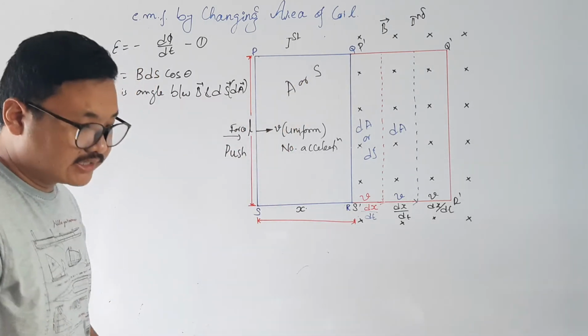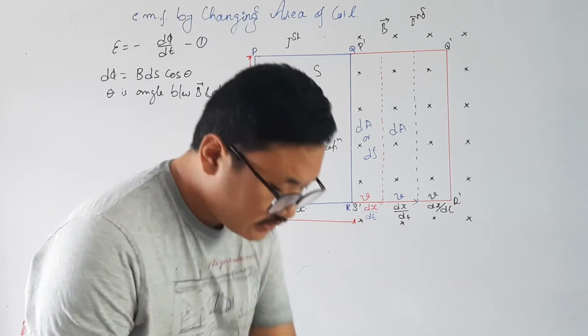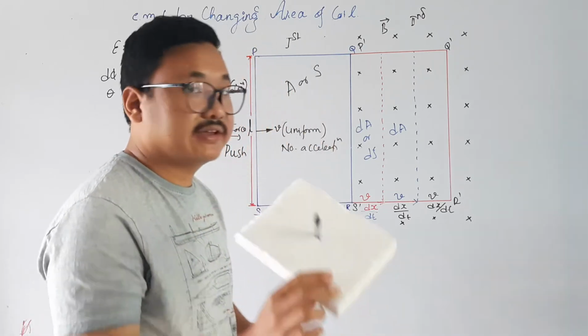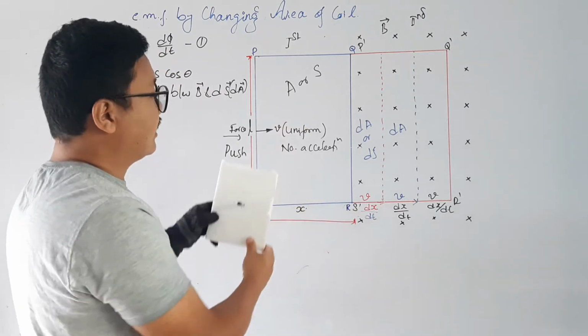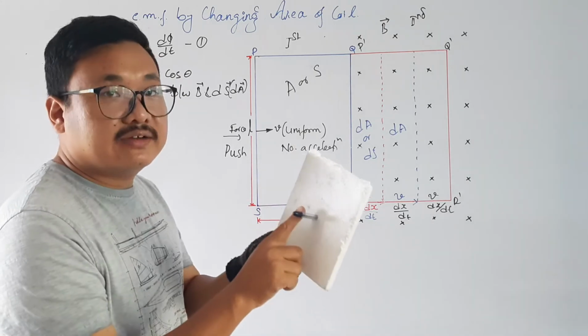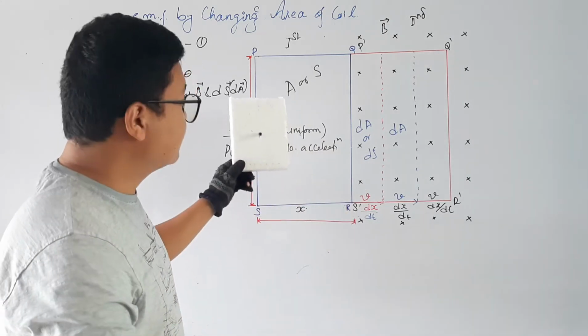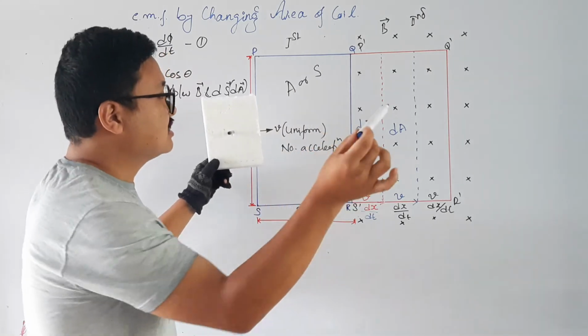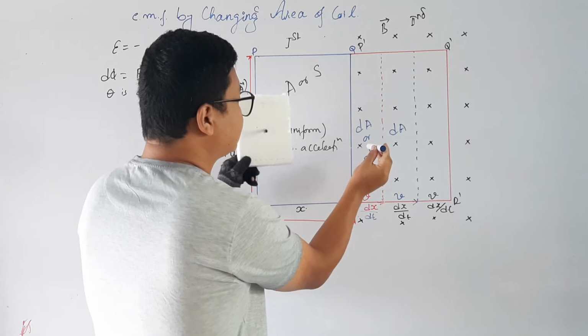So what is the angle? Can you say? The angle is 0 degree. Why? For that, this is my rectangular coil, say PQRS, and this is my area vector. We know the area vector is always perpendicular to the plane of the paper, and it is like this, and this is the magnetic field which is going inside. Now I am moving this like this.